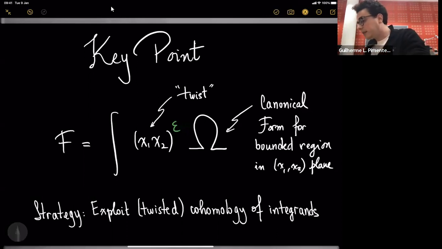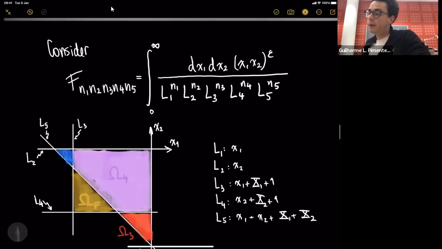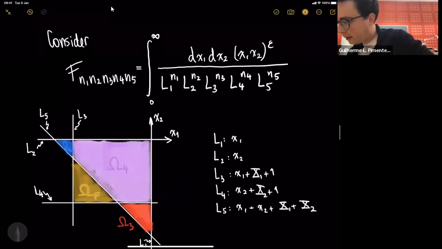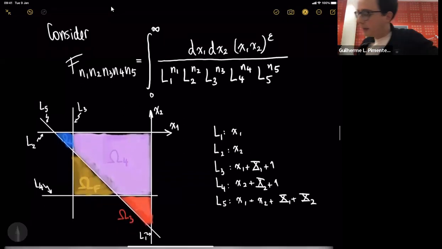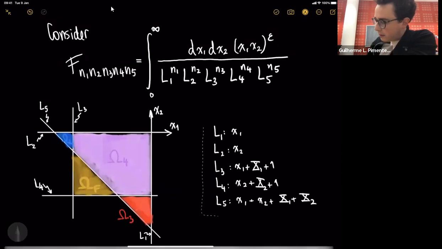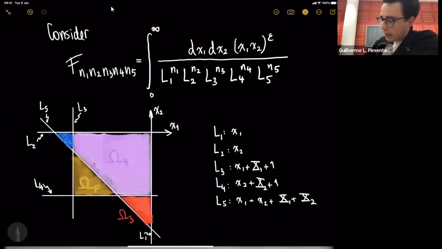Okay? So this is the key observation. And now here we go. So the first step is to actually enlarge the space of integrals that you're interested in studying. So instead of the original integral, you consider, so here are the 5 lines in which the integrand becomes singular. And I'm plotting the lines here in the integration plane, the x1, x2 plane.